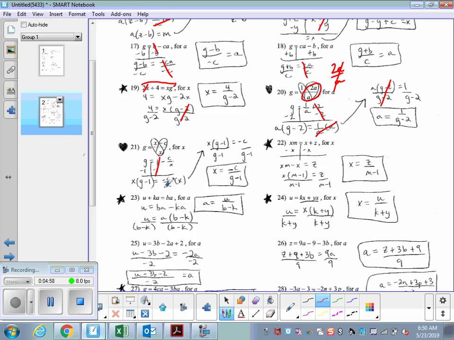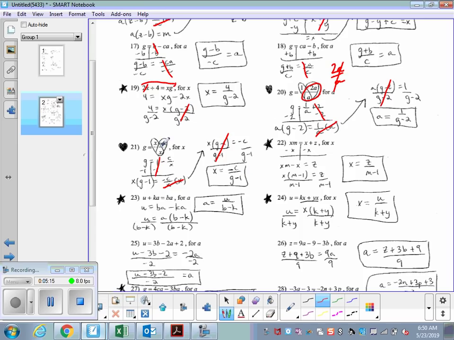Now, since x is in the denominator, I'm multiplying both sides by x, so that's an x over here. And because we want to solve for x, now I've got x times g minus 1, divide by that g minus 1, and we still have the negative c in the numerator, divided now by g minus 1.